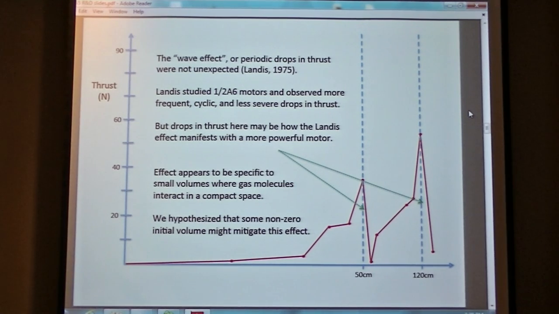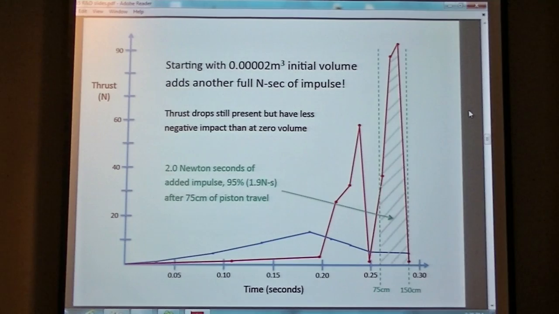And this was based on Landis's evaluation that there should be some dampening of the drops in thrust given a non-zero volume. And in fact, when you go to, as I show here, a small initial volume, this is a 7 centimeter gap between the motor and the piston at ignition, it actually adds another full newton second of impulse. Now the thrust drops are still present, but they have less of a negative impact. Obviously, we see two spikes which are bigger than in the zero volume case. The second spike is hitting a peak here of about 97 newtons. So we've effectively turned a motor with a 14 newton thrust spike into one with a 97 newton thrust spike. But again, nearly all of this impulse benefit is coming in the second 75 centimeters of travel.